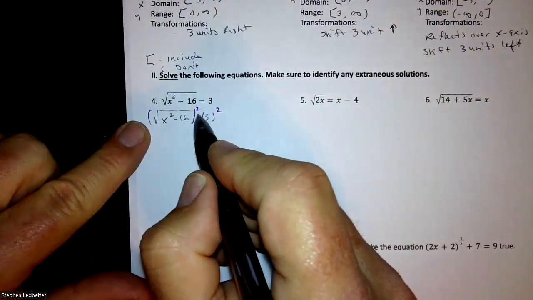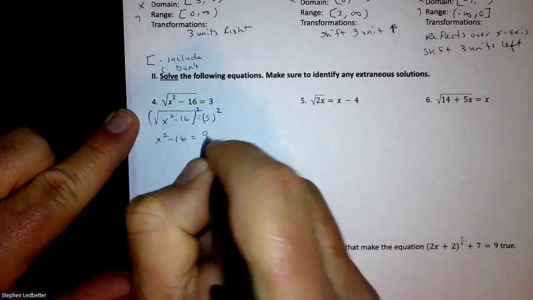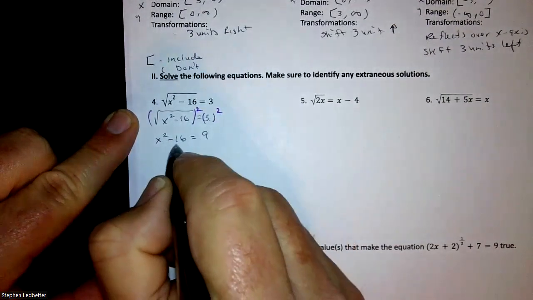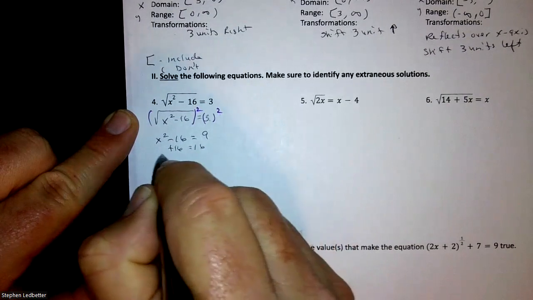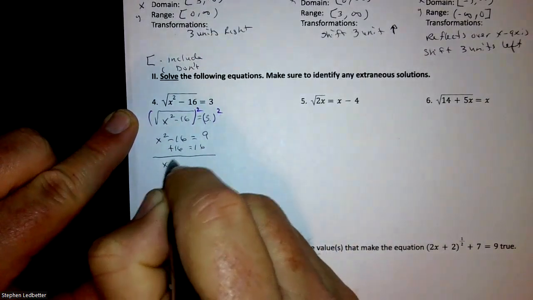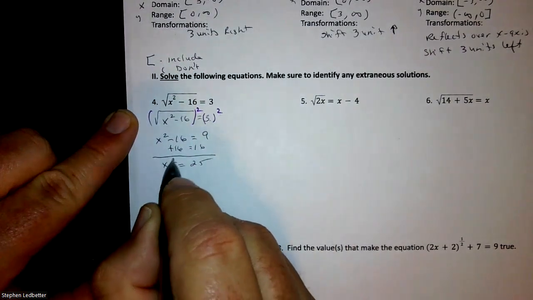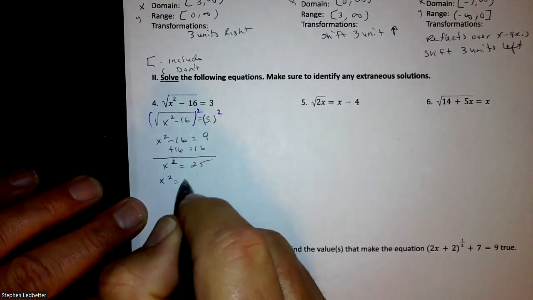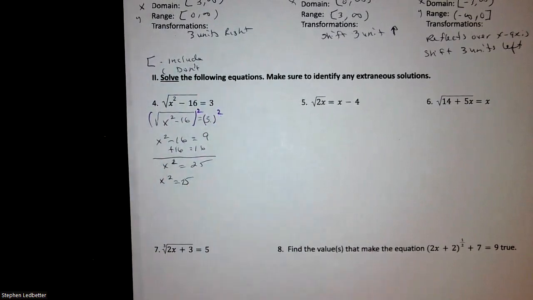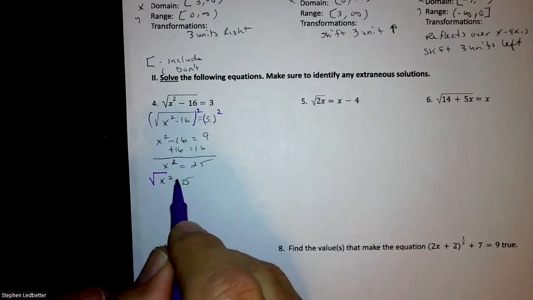Remember, these cancel out. So I'm going to have x squared minus 16 equals 9, because 3 times 3 is 9. Then I'm going to add 16 to both sides of the equal sign. I get x squared equals 25. Now look, the opposite of square root. I'm going to write this again so you can see every little step. The opposite of square root is square, or square is square root.